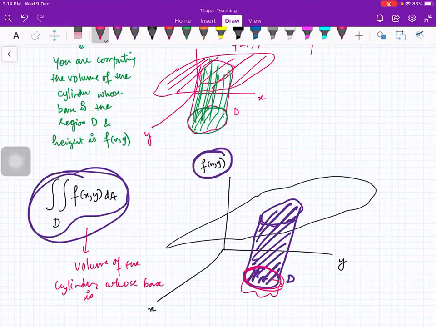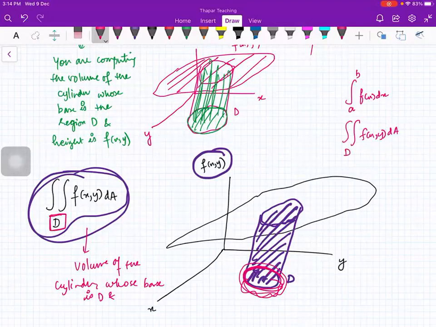D is the region over which you are integrating. Now you see, for a function of one variable, you had a to b as your limits of integration. But for a function of 2 variables, now you will have a region, because its domain is 2D. So something in the xy plane will be the region over which you have to integrate. Clear? So this is the volume of a cylinder whose base is D and whose height is f(x,y). Yes, no?